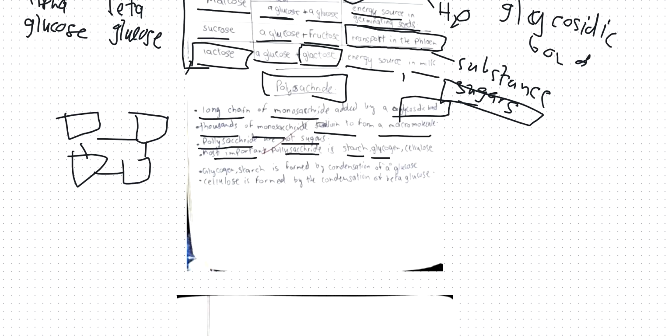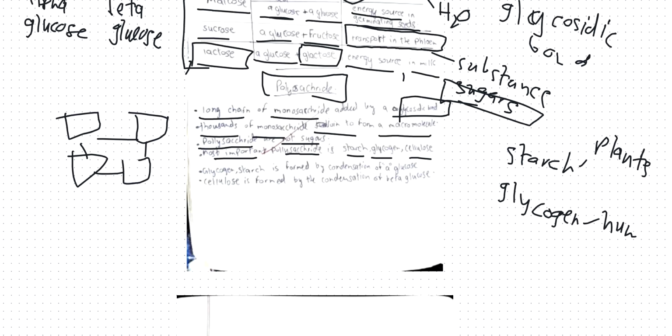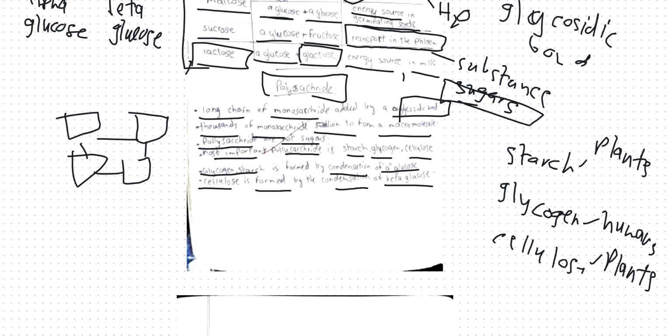So starch is found in plants, and glycogen is obviously found in humans, and cellulose is found in plants as well. So glycogen and starch are formed by condensation of alpha glucose, whereas cellulose is formed by the condensation of beta glucose. So for glycogen and starch, the monosaccharide that makes it up is alpha glucose, whereas cellulose is formed by beta glucose. And both of these reactions are condensation reactions.